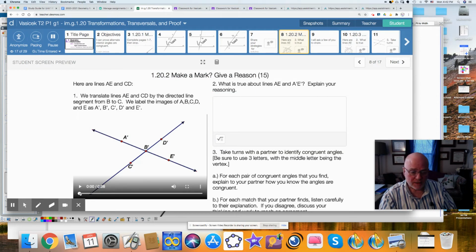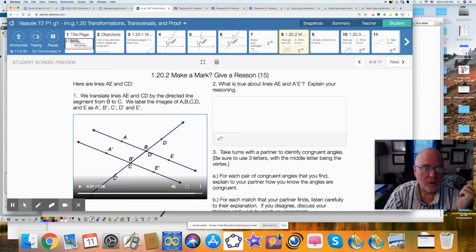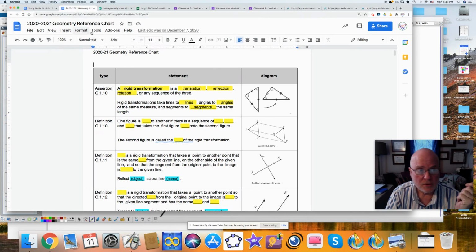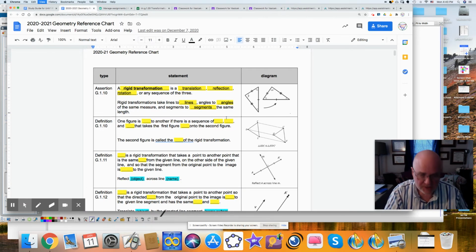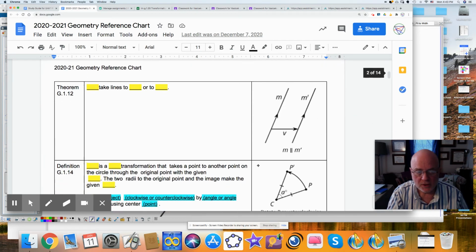Next, we have an activity that we did in class. I'm not going to show the whole video, but this shows when I translate this, I go from A, B, C, D, E to A prime, B prime, C prime, D prime, E prime. The little apostrophe there, that's the way we say it, A prime, B prime. If you translate, the question is, what do you know about these two lines? They are parallel. And the postulate is in your reference table.